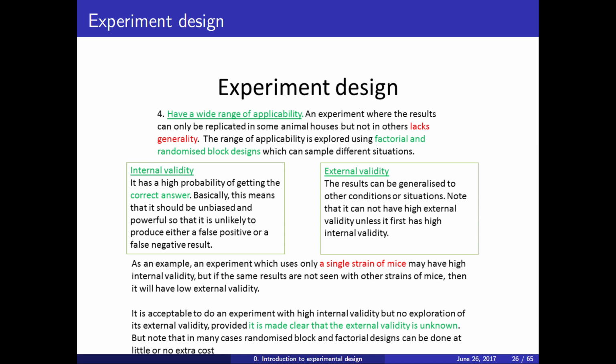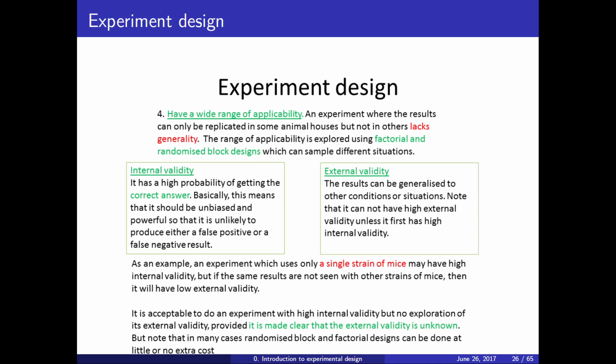External validity is when your result can be generalized to other conditions or situations. And to do that, you can try different sexes, different ages of the animals, different strains, and if in all these conditions you still see a difference between your control and treatment, then that means that a difference really exists. And an experiment that uses a single strain of mice may have a very high internal validity, so the result is highly reproducible, but maybe the same results are not seen with other strains, so that means that it has a low external validity.